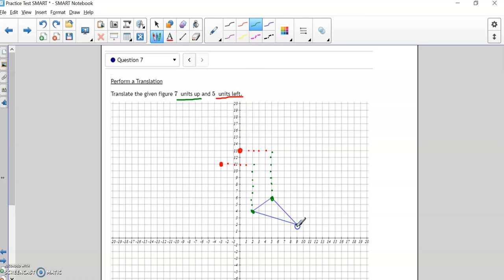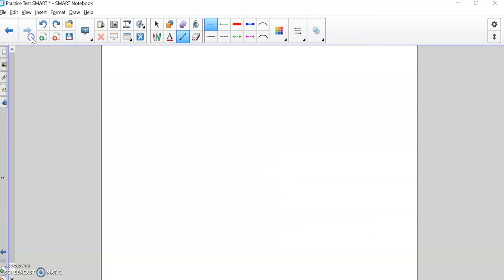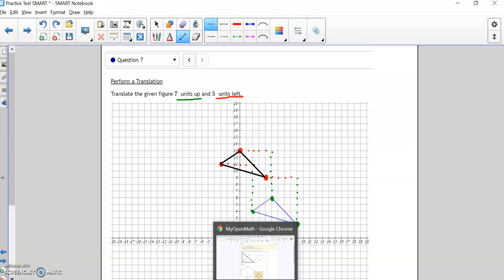One more time. 1, 2, 3, 4, 5, 6, 7. 1, 2, 3, 4, 5. And now we can make our shape. Okay, and that is our fully transformed figure. And I believe that's the last question, so that is all I have for you.